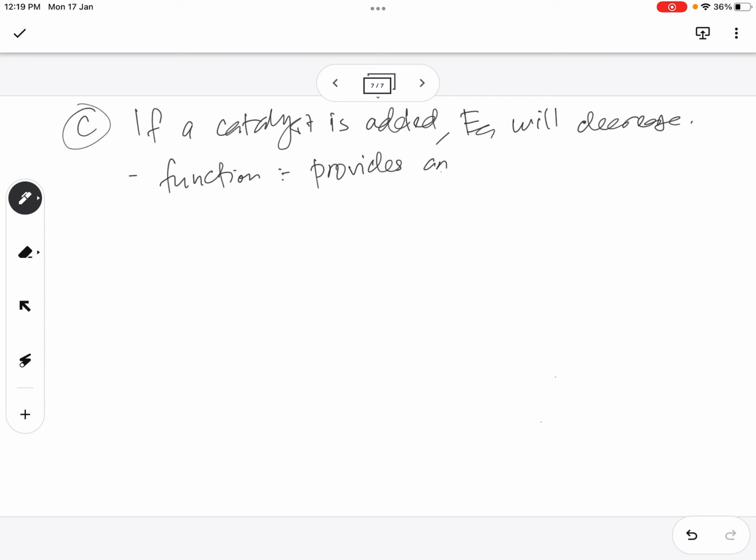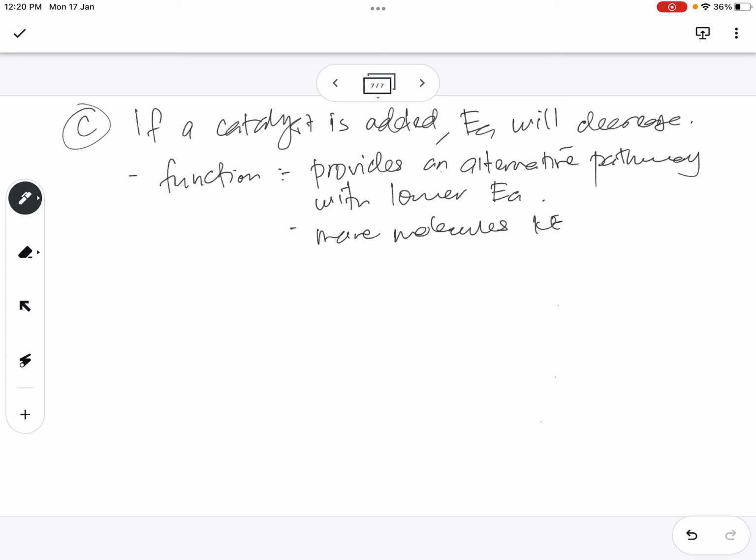A catalyst provides an alternative pathway with lower activation energy. This is the function of catalyst. Then we talk about the second point: more molecules will have kinetic energy equal to or greater than activation energy. Then as usual, more effective collisions occur, and then the reaction rate increases.